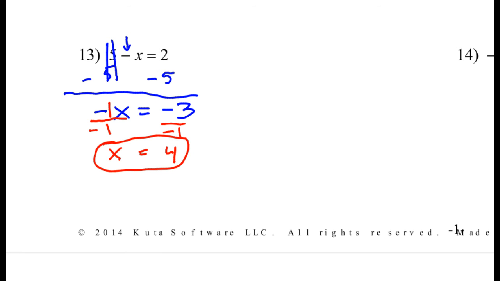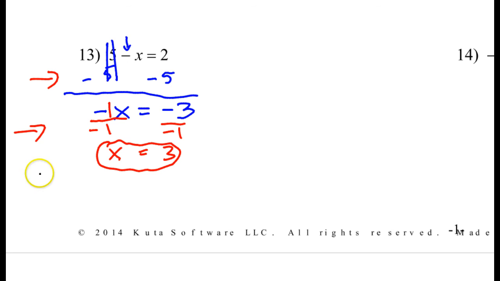Oh, it is 4, right? It is 3. Negative divided by negative is positive. There we go. And we can always verify. You might have looked at this from the beginning and said, well, 5 minus what equals 2? Well, 5 minus 3 is 2. I kind of knew that answer ahead of time. You still have to show the algebra to prove that's the answer.